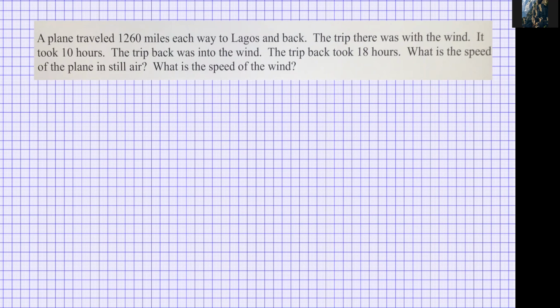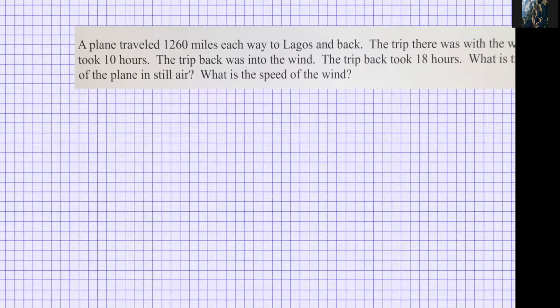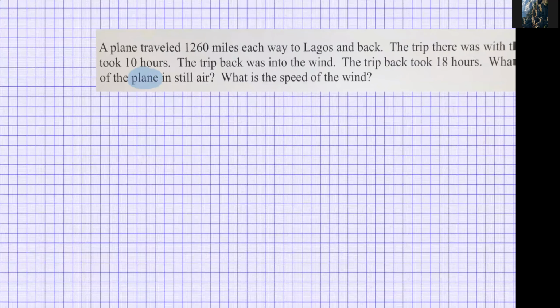Now, in the same way as before, we have to identify both variables. Now, if you see the main idea here is the speed of the plane. So we can call the speed of the plane one of the variables and the speed of the wind the other one. So the plane will be P, and the wind will be W.